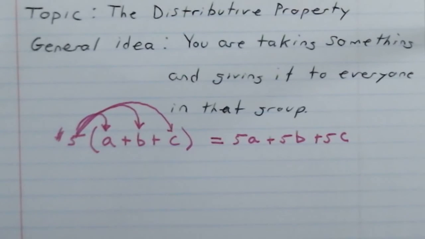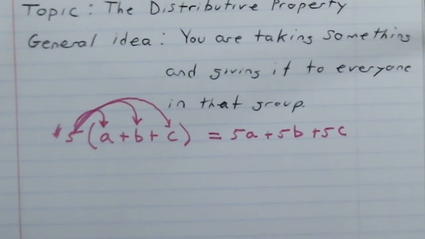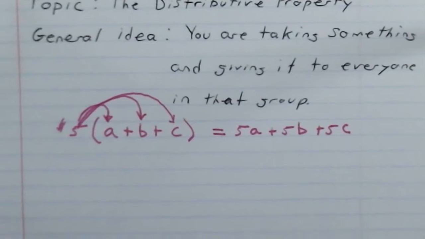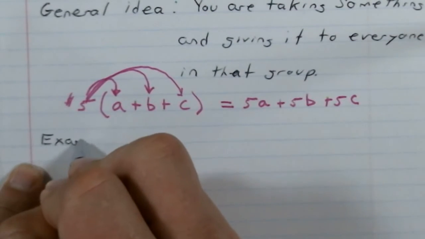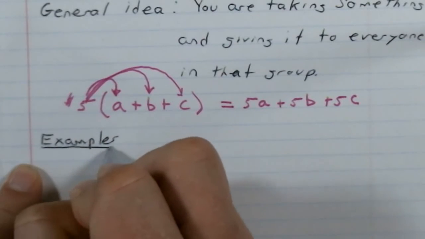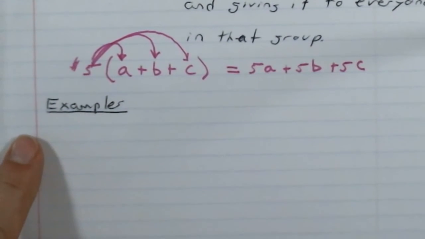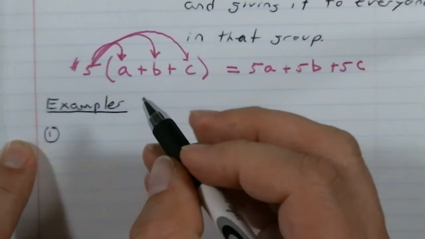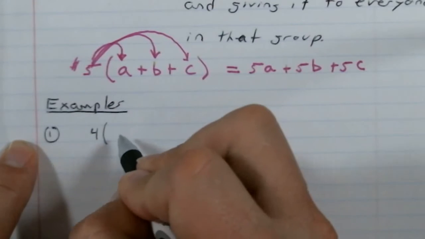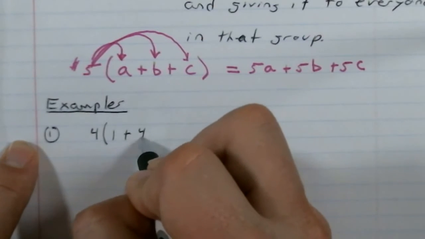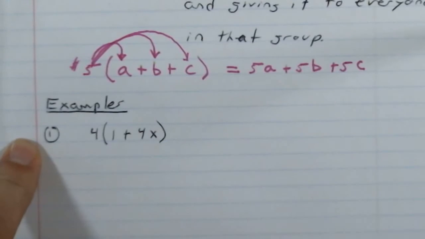That doesn't do too much by itself. To get this completed, we need to do many examples. That's our process here. So let's do some examples. Let's do number one. What about 4 times (1 plus 4x)? Something like that.